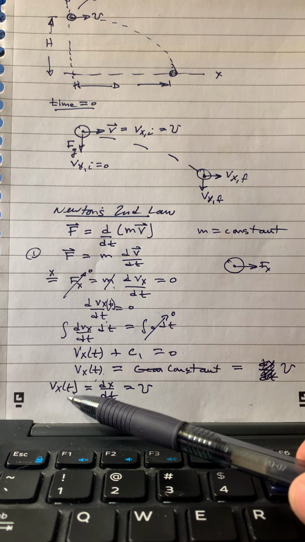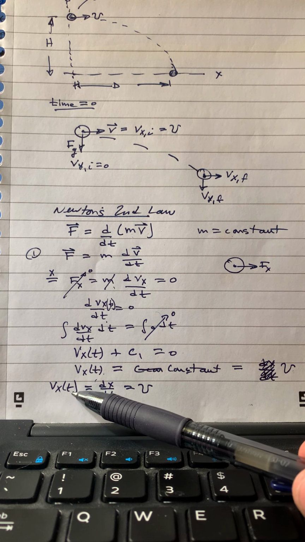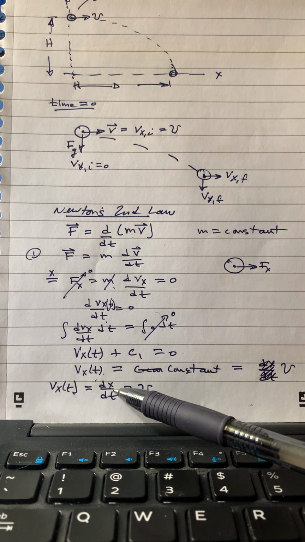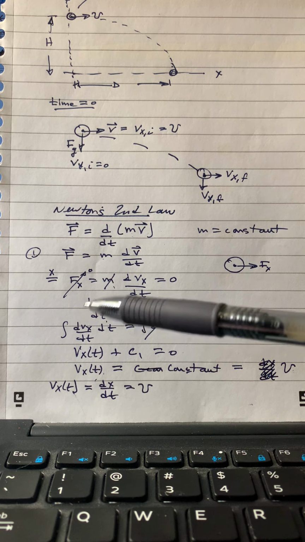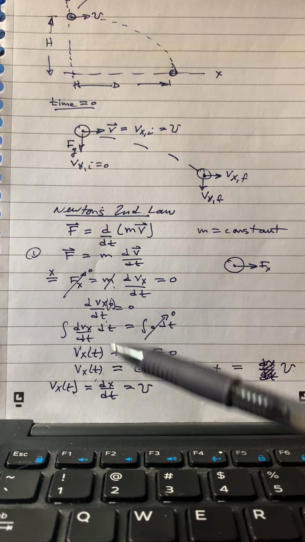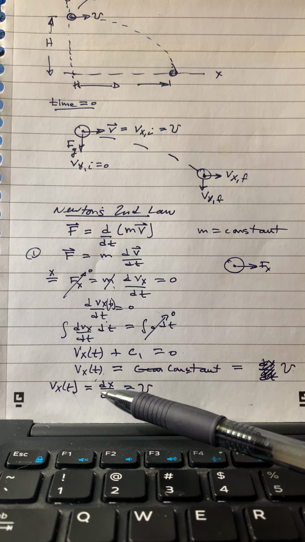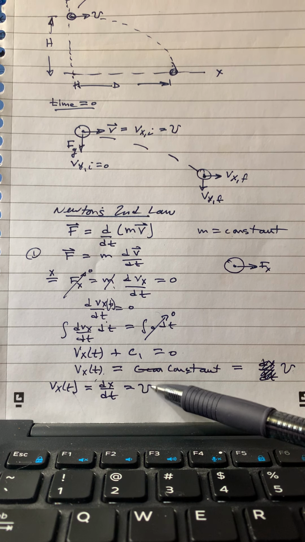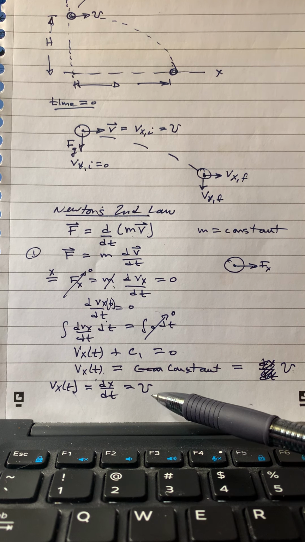So now we also know that the velocity in the x direction with respect to time is equal to the change in x with the change of time. So we differentiate x versus time, we get the velocity, distance over time, and we know that that's equal to the capital V.